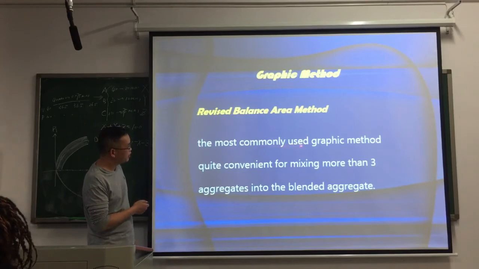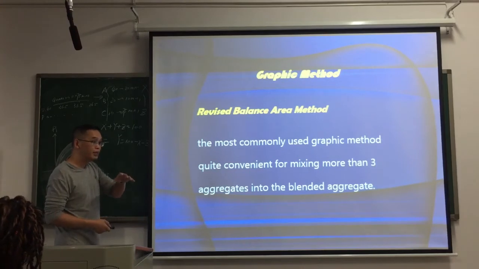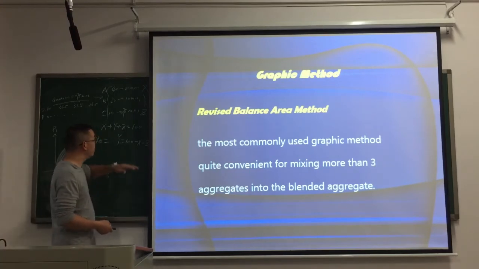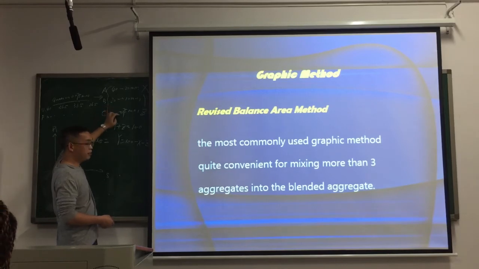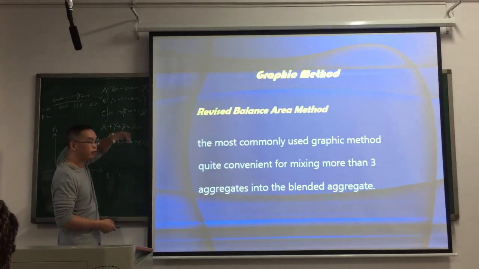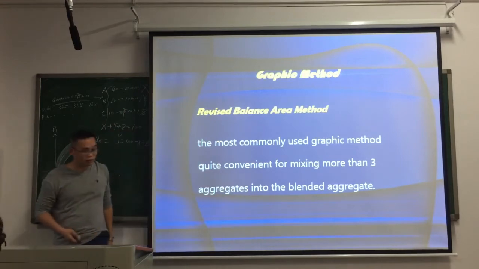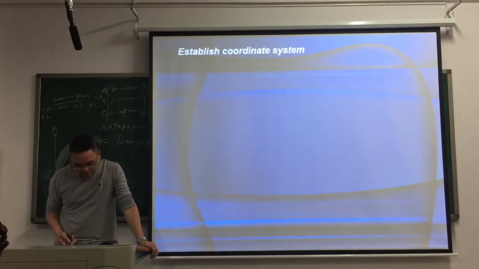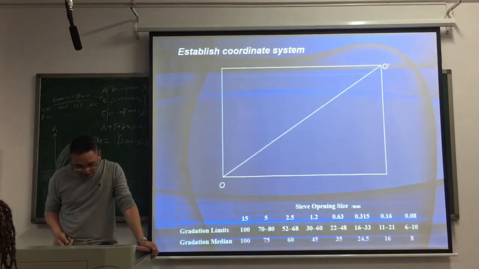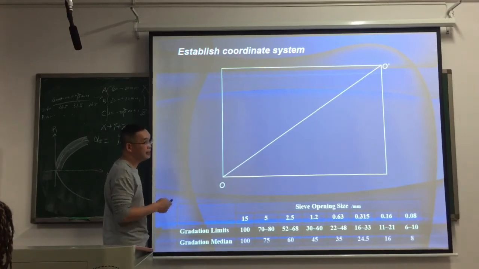This is the most commonly used graphic method, quite convenient for mixing more than 3 aggregates. Okay, what we have learned is the mathematical method, but if the types of aggregate is above 3, just like 4, 5, it is difficult. We can use this graphic method. For the graphic method, firstly we need to establish the coordinate system.